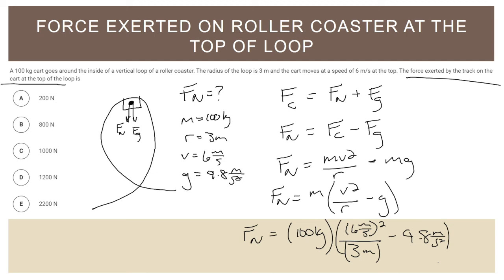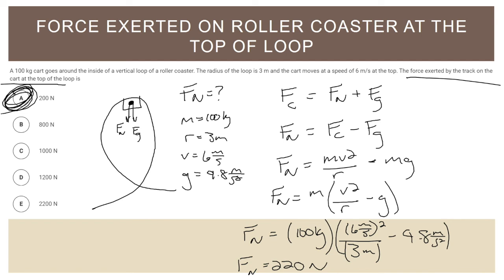Now, of course, 6 squared is 36, and 36 divided by 3 is 12. Then when I subtract 9.8, I get 2.2. And when I take 2.2 and multiply it by 100, I'm going to get 220. And so notice here, because they made these answers so different, 200, 800, 1,000, 1,200, 2,200, it's not surprising that the answer is A. Now, why does the answer A say 200 and not 800?